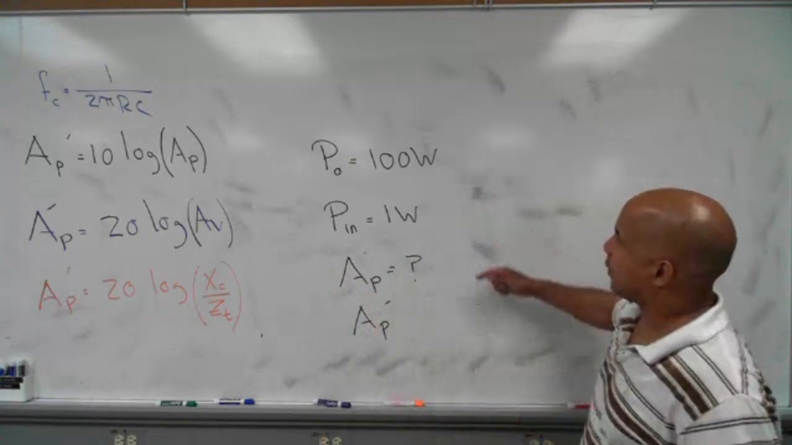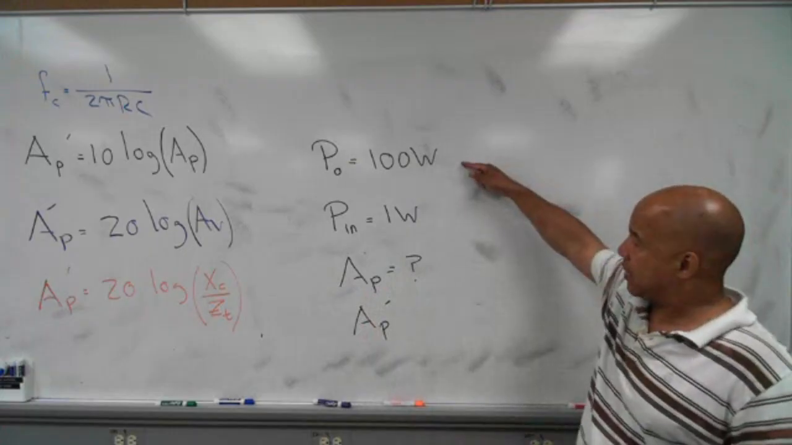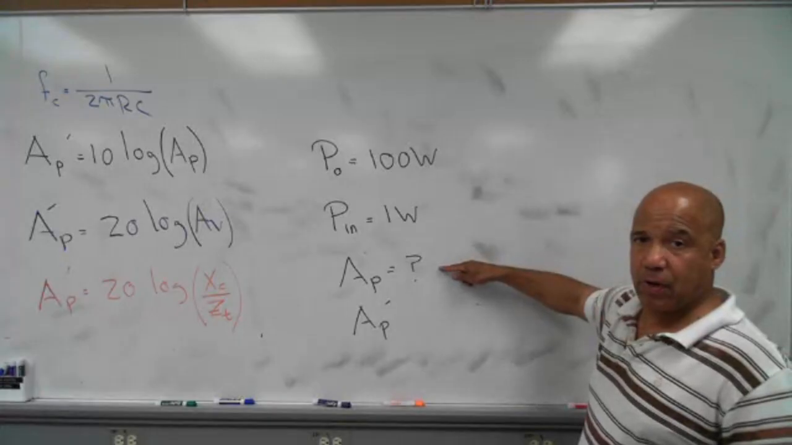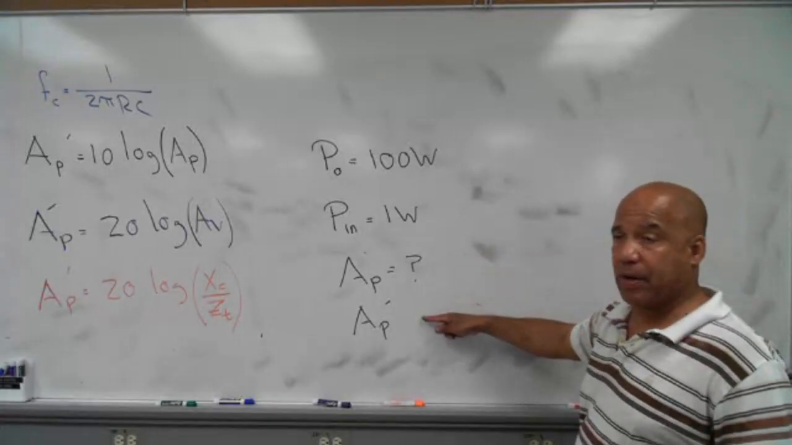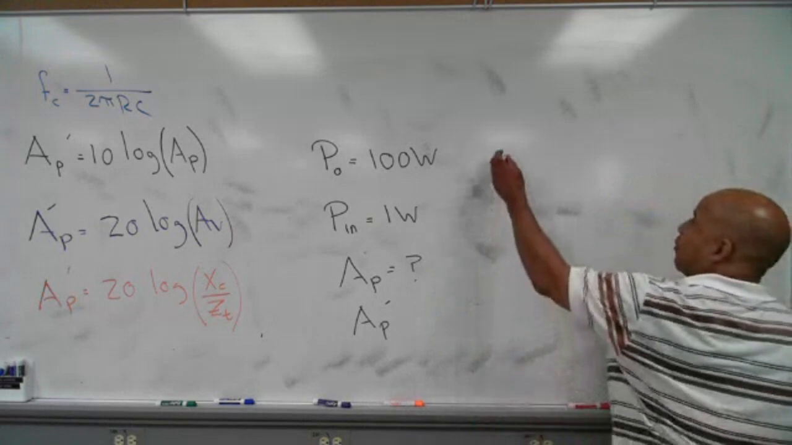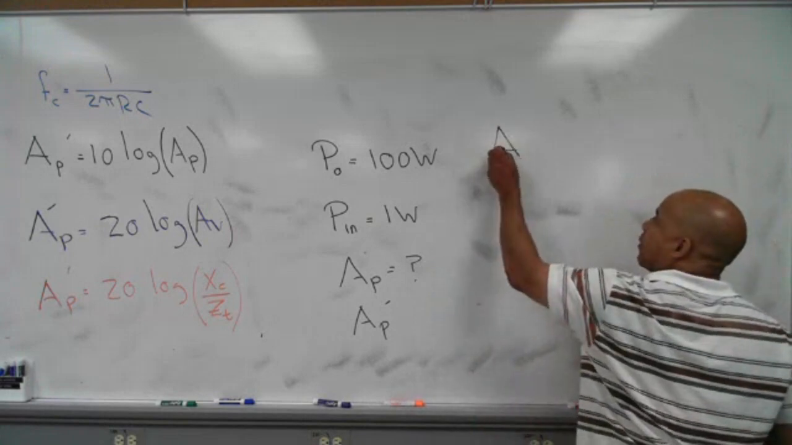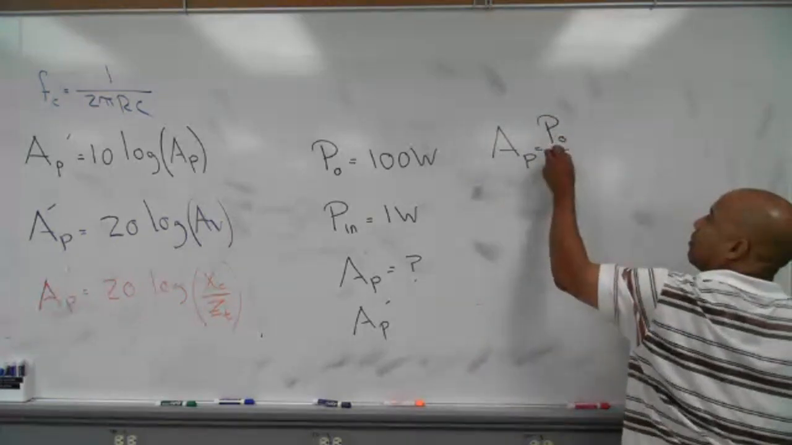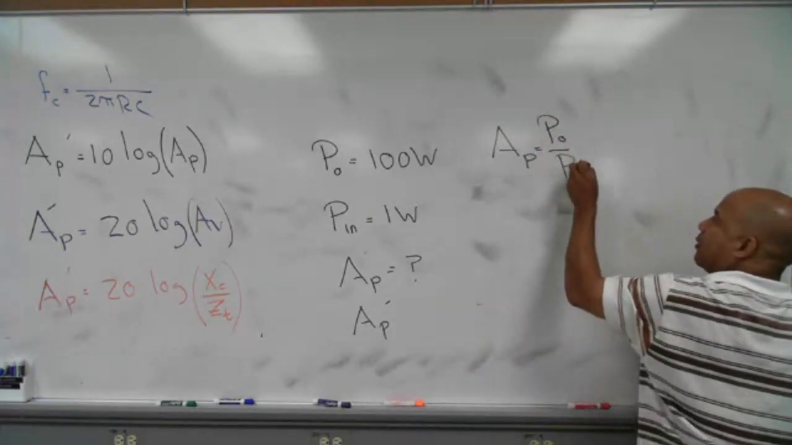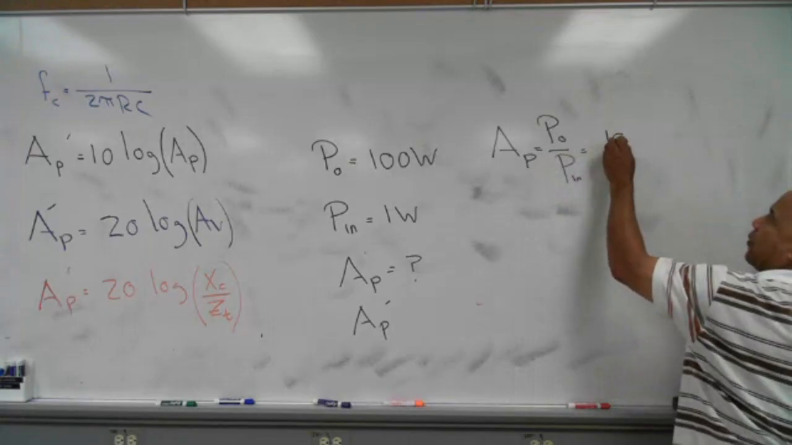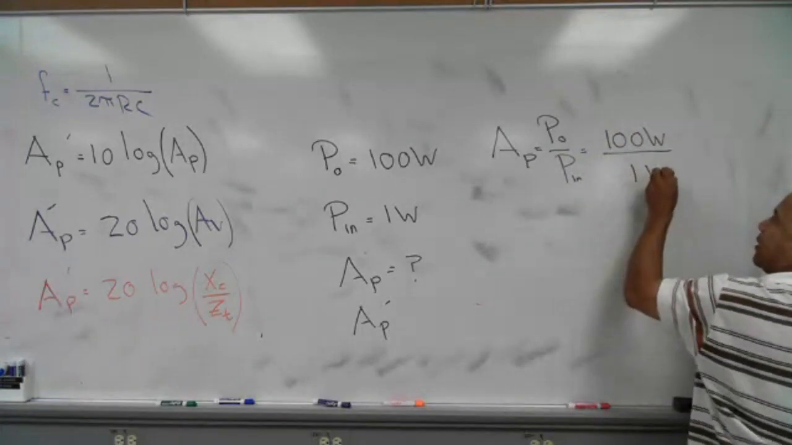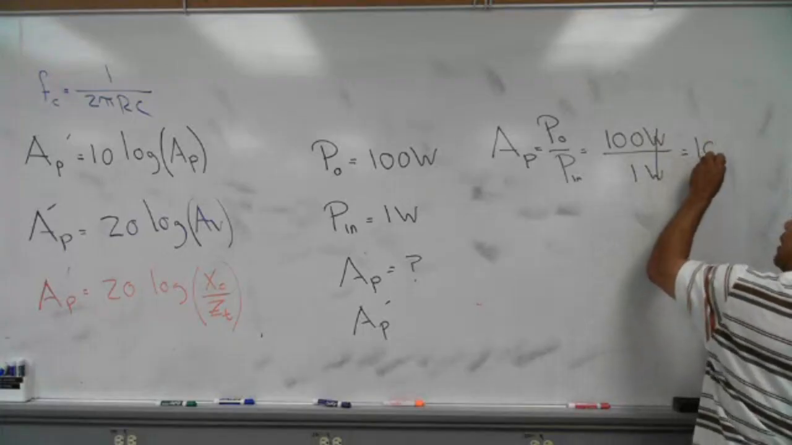All right. So I got an output power of 100. I got an input power of 1. I want to know my regular power gain and my decibel power gain. Okay, so let's get my regular power gain first. So my power gain is just equal to P out over P in. Now notice, if I take 100 watts and divide it by 1 watt, the watts are going to cancel out, and I'm left with 100.